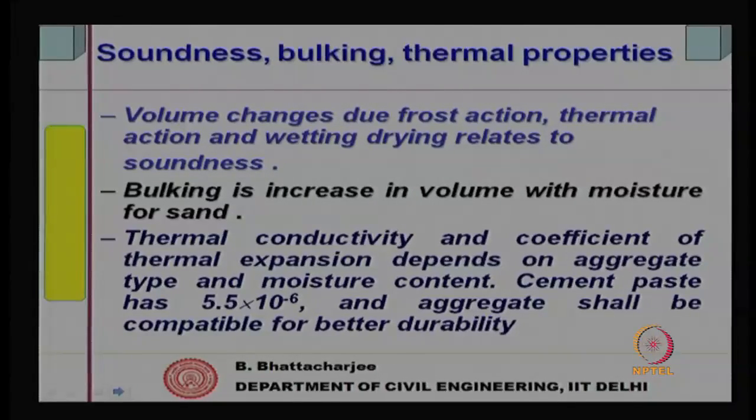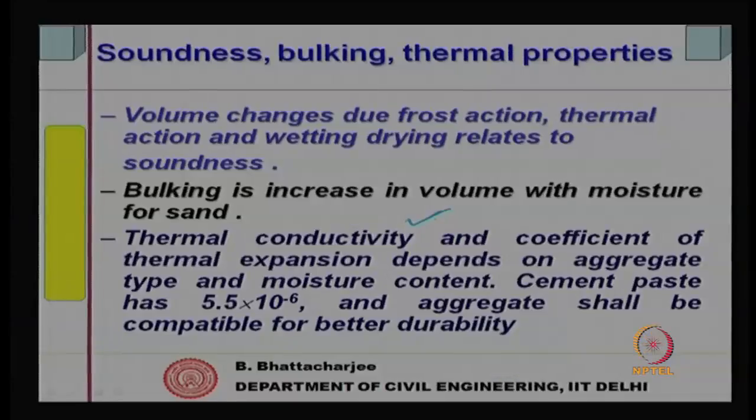In earlier days, the amount of moisture content corresponding to bulking was an important issue because volumetric batching was done. So, you have to have a correction in terms of volume. Since you do mass basis, these are all not required, and you always consider the aggregate in SSD condition. So, this issue is not so relevant.